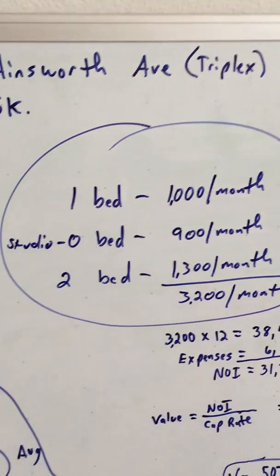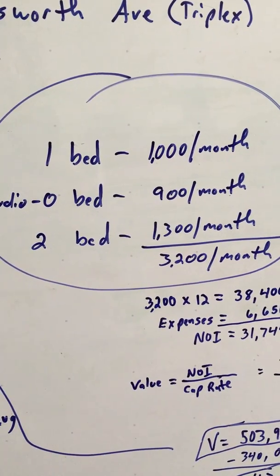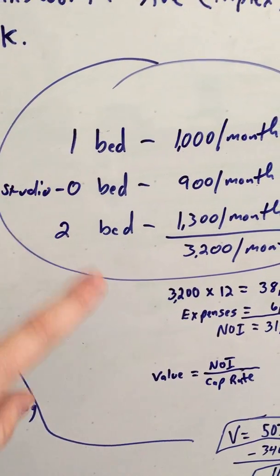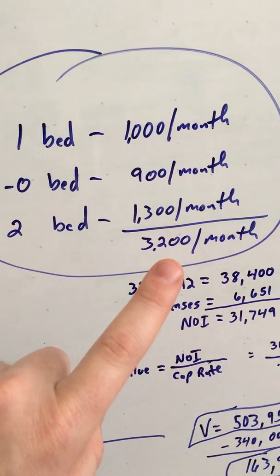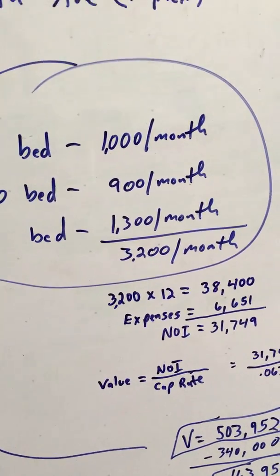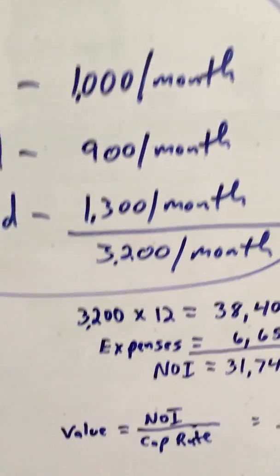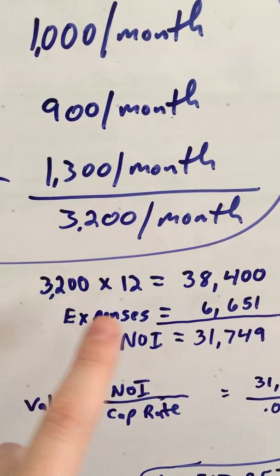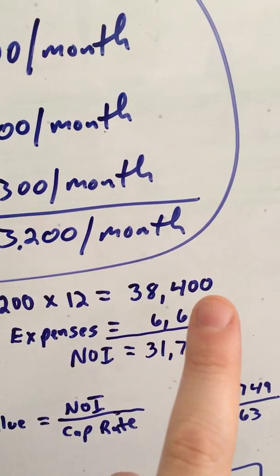So I went to Rentometer and I was very conservative with these numbers. For example, I think for a 1-bedroom, the average rent was like 1,050 or something, but I rounded down with all of them. So I'm almost completely 100% sure that we could easily get those numbers, especially with a rehab. So once you have these numbers, you get the total that you're getting per month, $3,200 a month. And then you take that and you annualize it. So $3,200 a month times 12 means your gross scheduled income is $38,400.